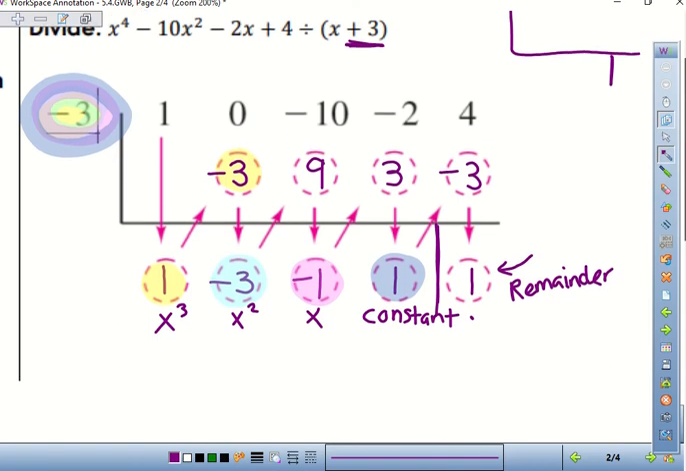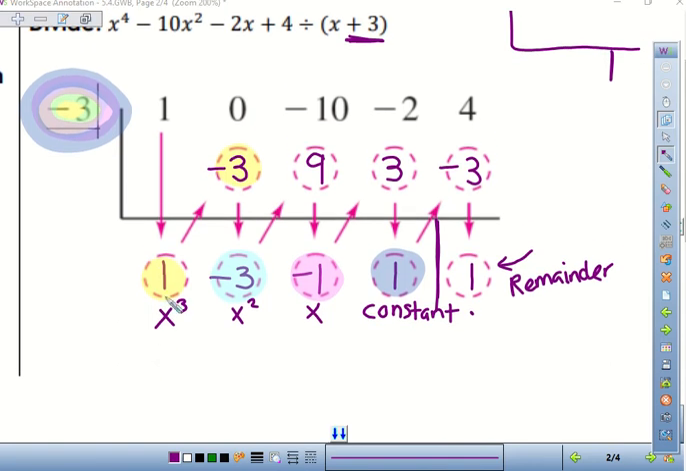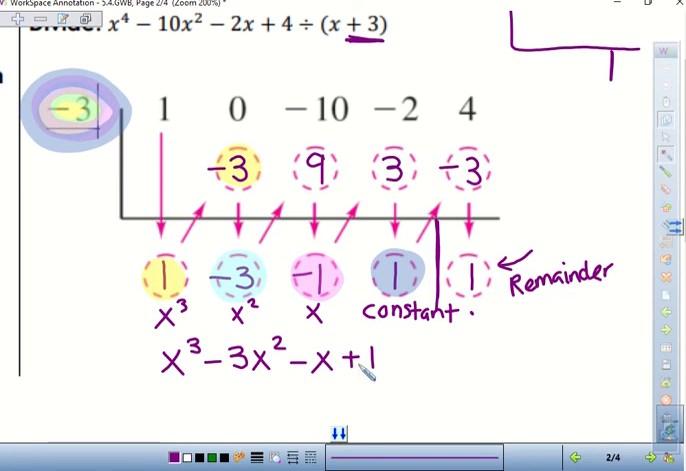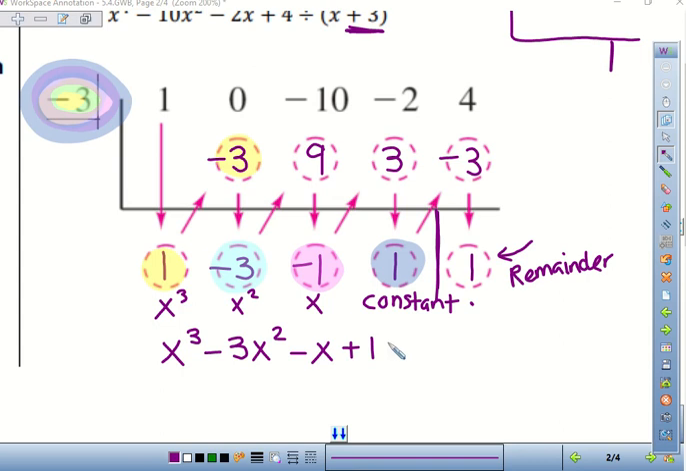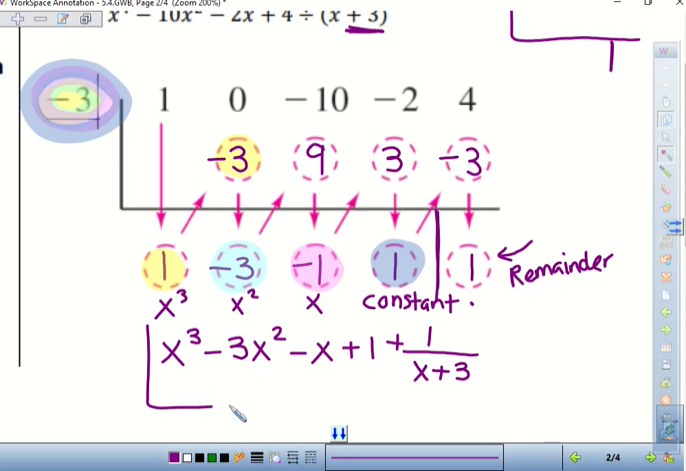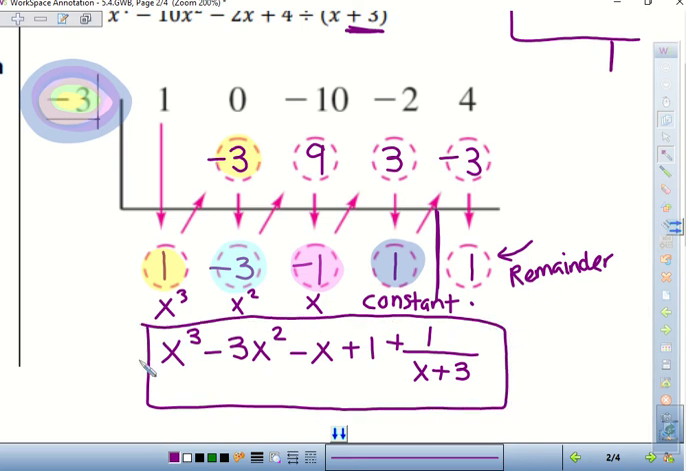So here's how you write your quotient. It's going to be the coefficient of x cubed with x cubed, so it's just x cubed minus 3x squared minus x plus 1. So that's your quotient. But not only do you have to write your quotient, you have to write your quotient plus your remainder over your divisor. Good. So your constant right here, and then your remainder over your divisor. So when you go to write your divisor, you're going to write the whole thing, not just the -3. Okay, that's very important. So make sure you write the actual divisor that we divided by.